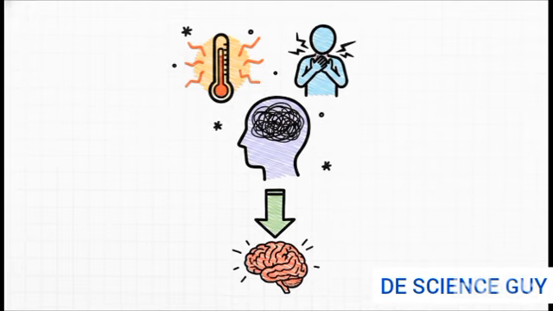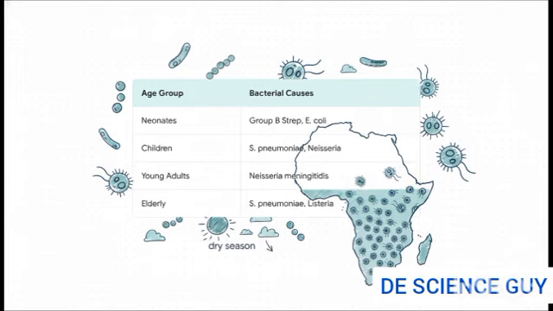Now, what's genuinely fascinating and a bit scary is how the microscopic villains change entirely depending on the patient's age. For neonates, the primary culprits are Group B Streptococcus and E. coli. But as we move into children and young adults, Neisseria meningitis becomes a massive threat. And looking globally, the absolute highest burden of this bacterial mortality happens in the African meningitis belt. This stretches right across sub-Saharan Africa, where these intense seasonal epidemics flare up during the dry season.